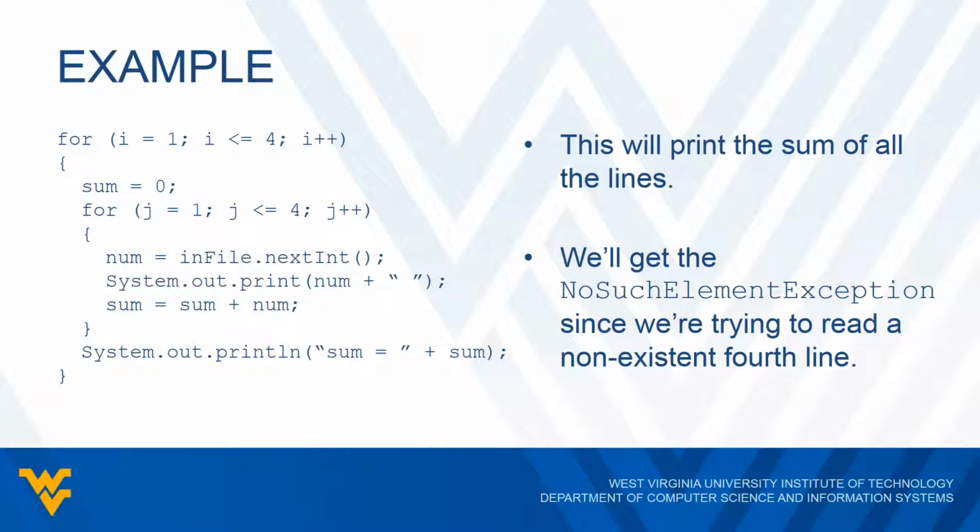Okay, the problem is our condition right here, because the outer loop here is trying to read each line, and we're saying that i is going from 1 to 4. This means that we're trying to read 4 lines of numbers when we only have 3 lines.